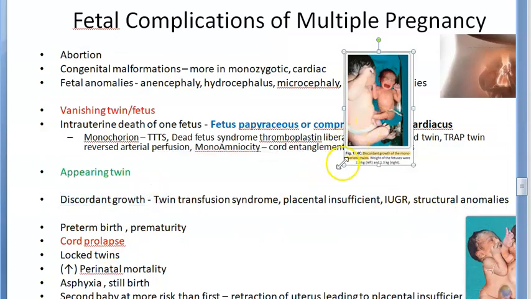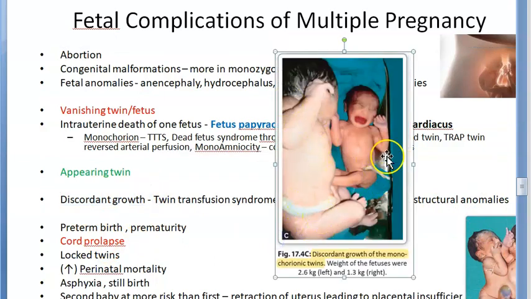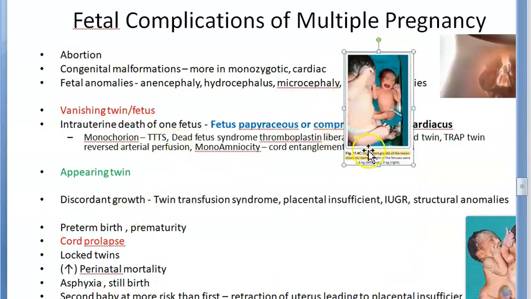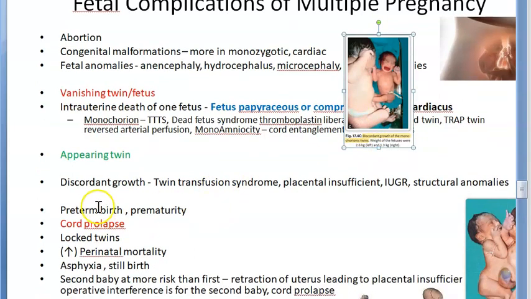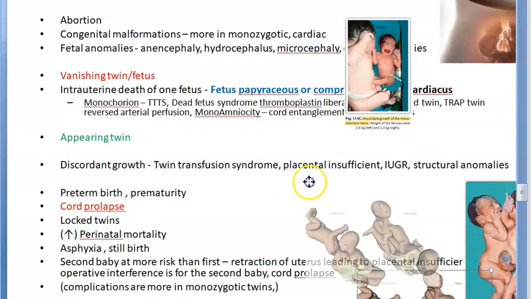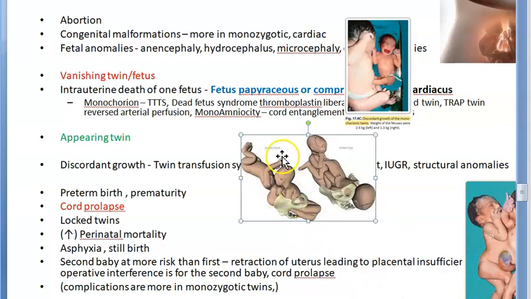Discordant growth is shown in this photo, where one is 2.6 kgs and the other is 1.3 kgs. What they say is the smaller twin has a better chance of survival, because the bigger one can have congestive cardiac failure because of overload, I'm guessing. Preterm birth and prematurity can happen, cord prolapse can happen, and locked twins, which you saw, where one won't allow the delivery of the other.